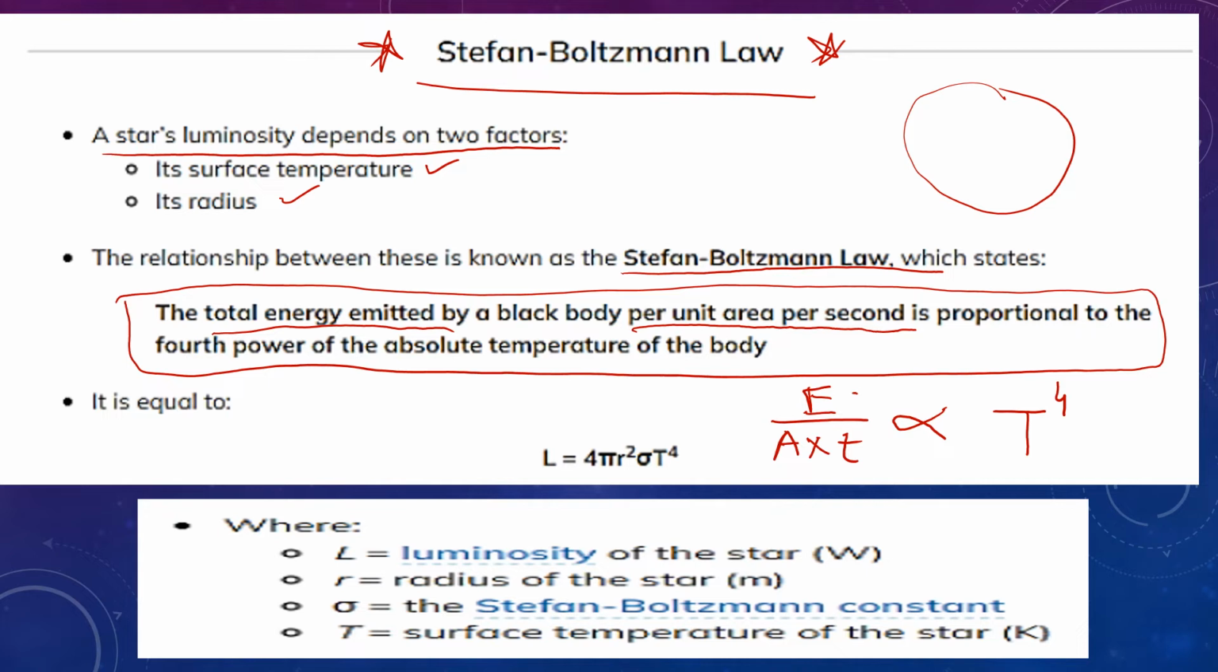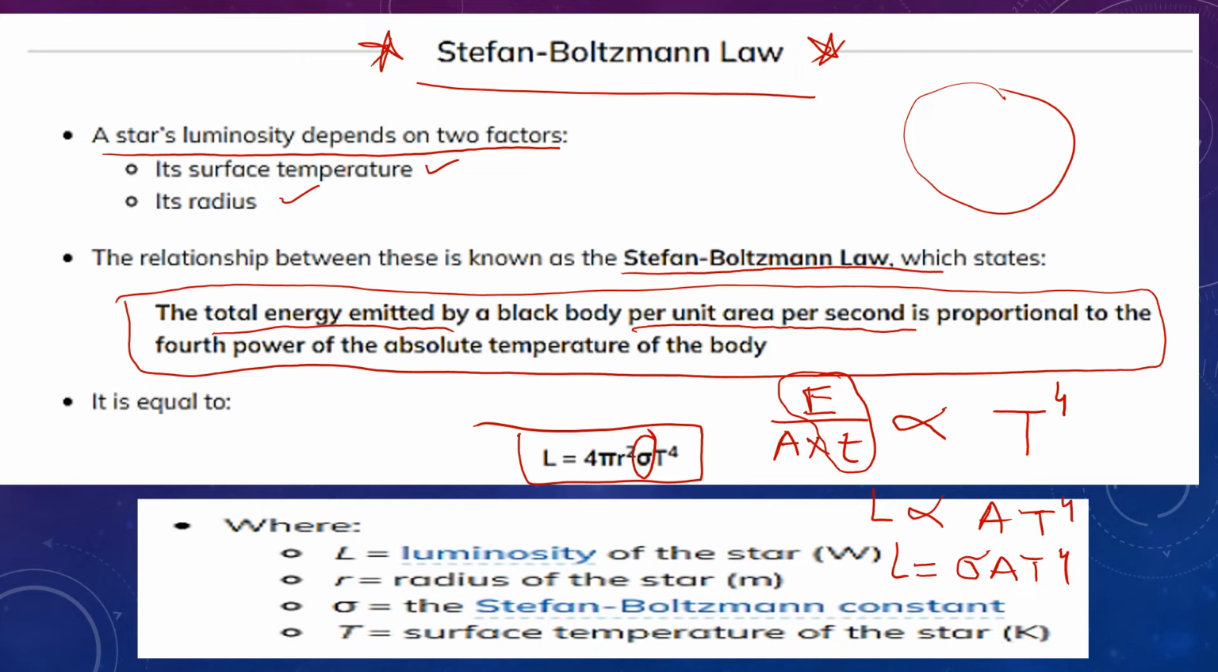So then this E over A is proportional to T to the power 4. Actually, okay, now we have to look for the luminosity. Luminosity is energy over time. So we can say this is luminosity, and you can shift A to the other side like this. And then you can introduce a constant to fit this. So what's the constant? The constant is this one. So we say that L is 4 pi R squared sigma T to the power 4. So this is the equation.